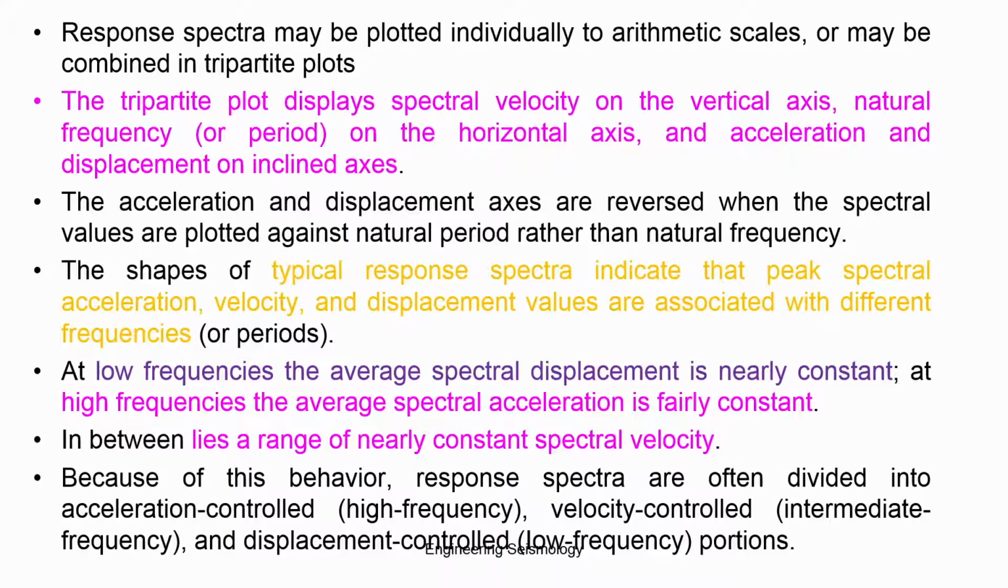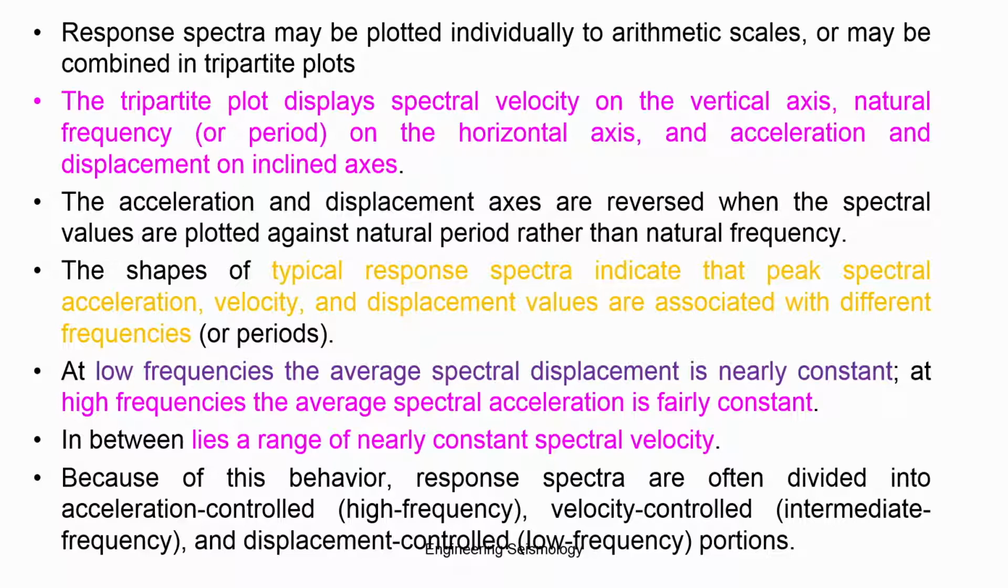The response spectrum may be plotted individually on an arithmetic scale, or combined in a tripartite plot. The tripartite plot displays spectral velocity and spectral acceleration and natural frequency on a horizontal axis, and acceleration and displacement on the inclined axes. You can take individual response spectra, combine several of them and plot them in the tripartite plot, and then you will understand which component comes in the velocity part, which in the displacement part, and which in the acceleration part. So that we can analyze.